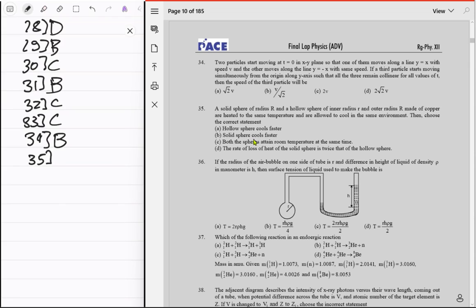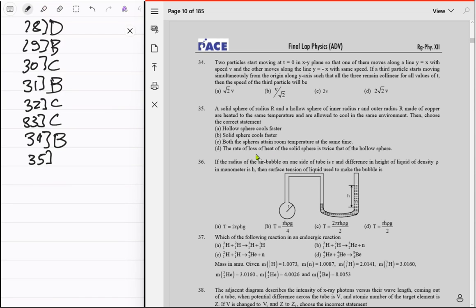Solid sphere cools faster. Both the spheres attain room temperature at the same time. I don't think that's the way it should be. That's proportional to this guy, right? Yeah. Wait, what? But oh god, they never attain room temperature. Okay, this is very weird because Newton's law of cooling is applied. It's proportional, so temperature difference is proportional to its derivative, of course. But in negative, God, oh no, first order kinetics. No, they never attain the room temperature basically.